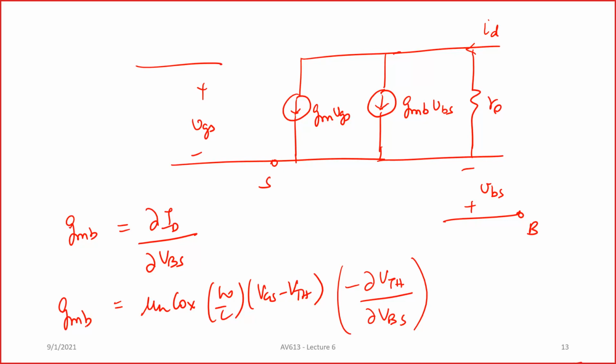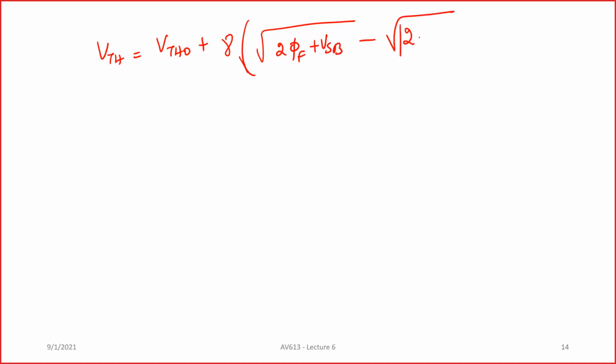Now, again, the relationship between the bulk to source voltage and the current is quite non-linear. Although it is a non-linear transfer function, because you remember the VTH expression that we wrote was a complicated expression which had two square root terms, so it is definitely a non-linear relation. Let me just write it for the sake of completeness. VTH is given by VTH naught plus gamma times root of 2 phi f plus VSB, minus root of mod 2 phi f.